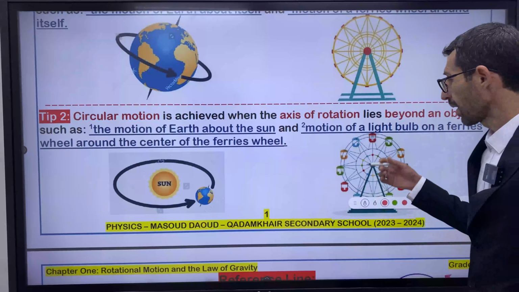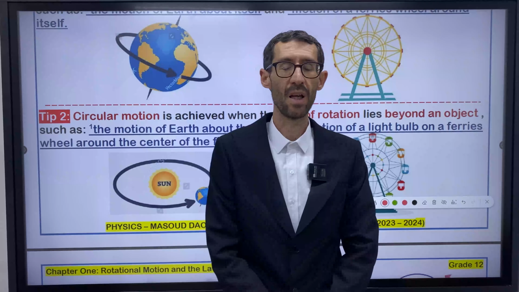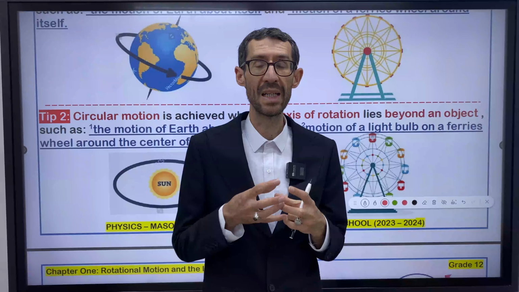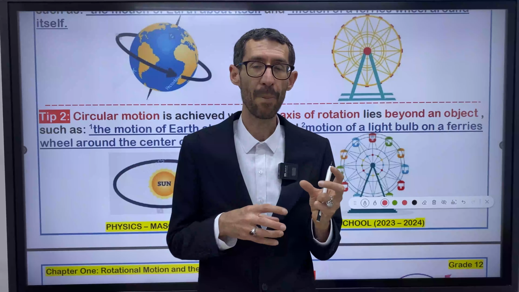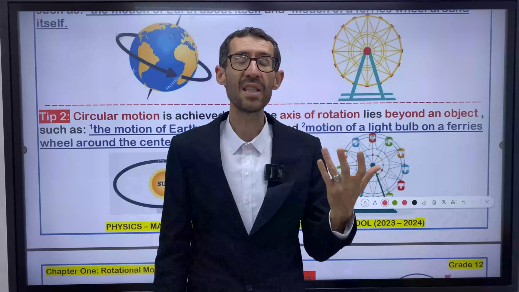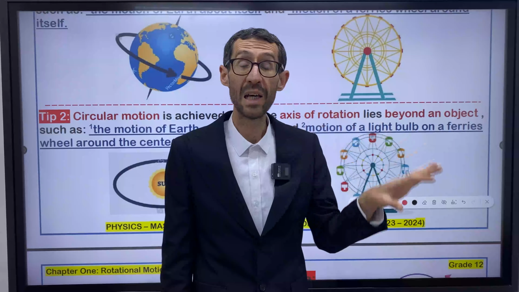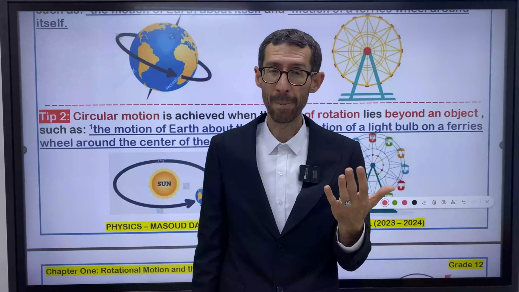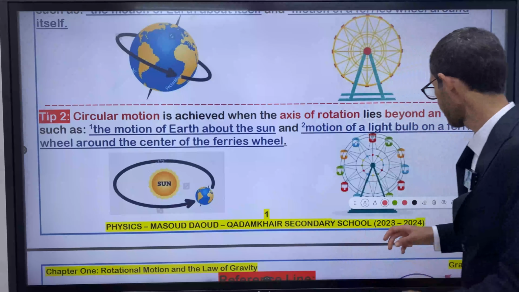And we have a lot of examples, right? Let me give you another example. Tell me about the type of motion of the moon, right? What do you say about the lunar motion about itself? One more question. What do you say about the lunar motion about the Earth, right? So which one is circular, which one is rotational? I'm going to leave it for you, and I'm sure you know the answer, right?